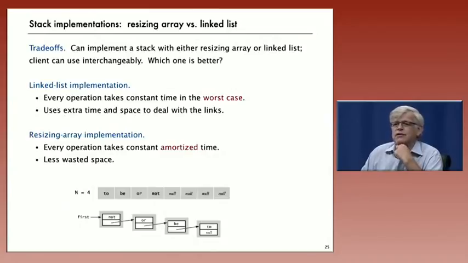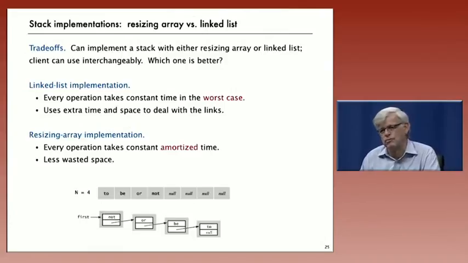So for linked lists, every operation takes constant time in the worst case. That's a guarantee, but we have to use a little extra time and space to deal with the links. So it's going to be slower. Resizing array implementation, we have a good amortized time, so total averaged over the whole process is good. We have less wasted space and probably faster implementation of each operation. And so for some clients, maybe that makes a difference.